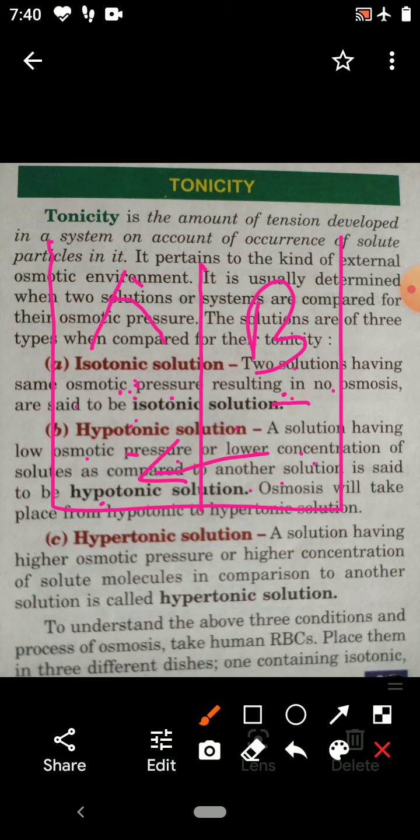If you compare it with the cell, when a cell is placed in a hypertonic solution, molecules of water from the cell diffuse into the solution. In this type of diffusion, molecules of water move out of the cell. So it is called exosmosis.